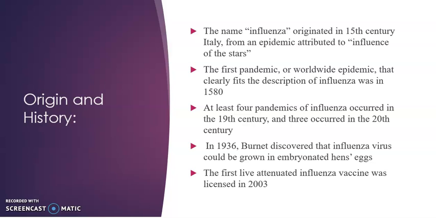The origin and the history. The name influenza originated in the 15th century in Italy from an epidemic attributed to the influence of the stars. The first pandemic, or worldwide epidemic, that clearly fits the description of influenza was in 1580. At least 4 pandemics of influenza occurred in the 19th century and 3 occurred in the 20th century. In 1936, Burnet discovered that influenza virus could be grown in embryonated hen's eggs. The first live attenuated influenza vaccine was licensed in 2003.